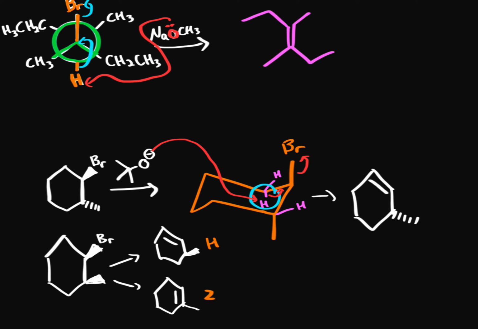And so we just have to use a strong base in order to do this. Now just know if you have a hindered base, you'll get your Hofmann product as the major, like this. Or if you use an unhindered base, you'll end up getting your Zaitsev product like this.